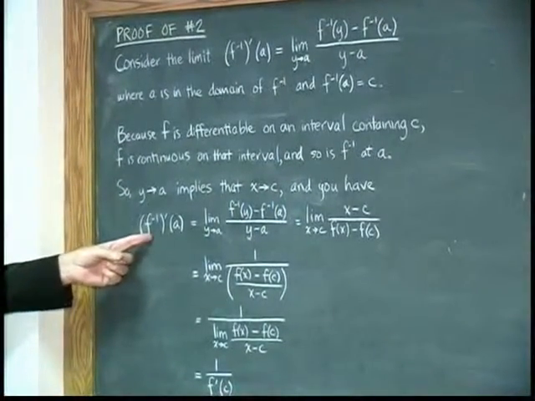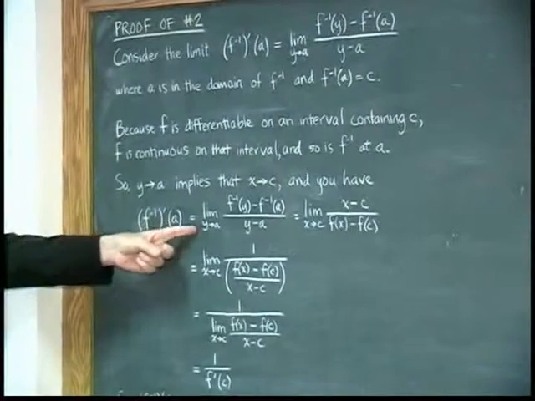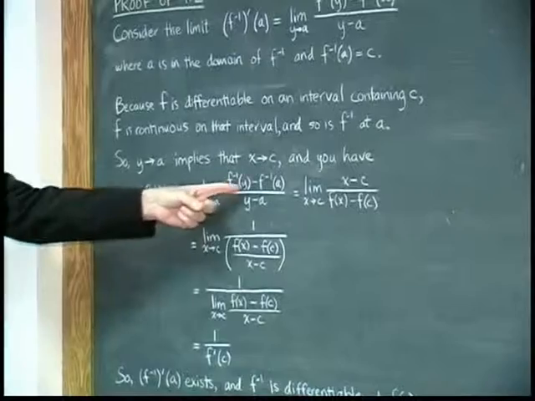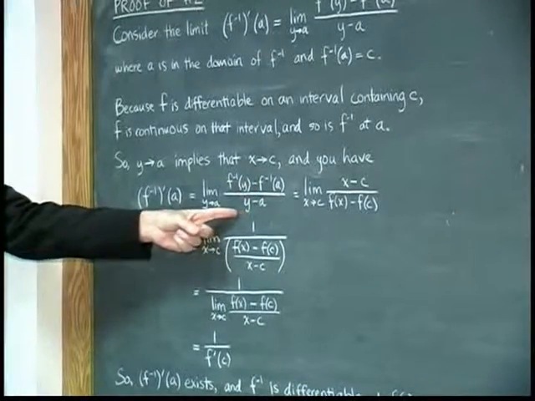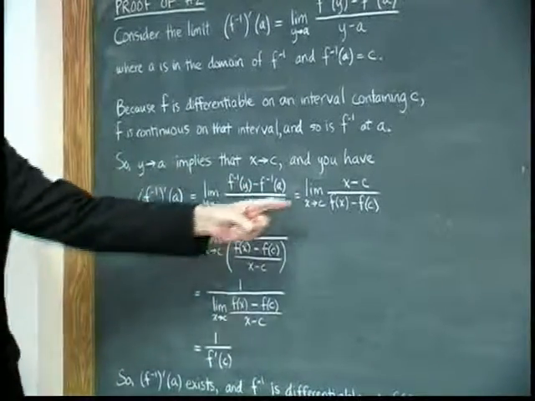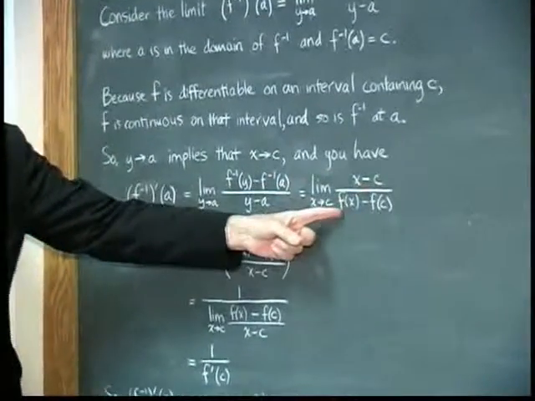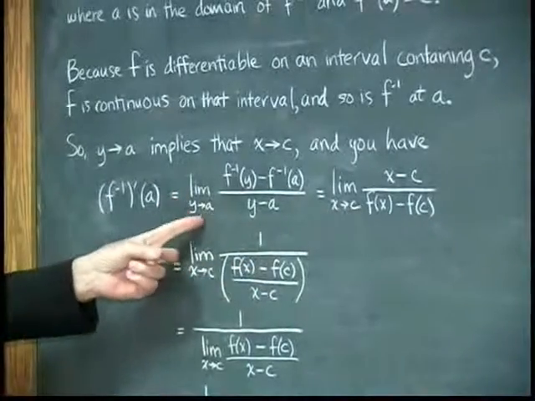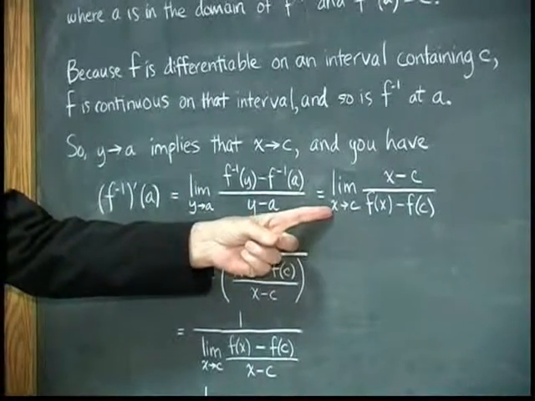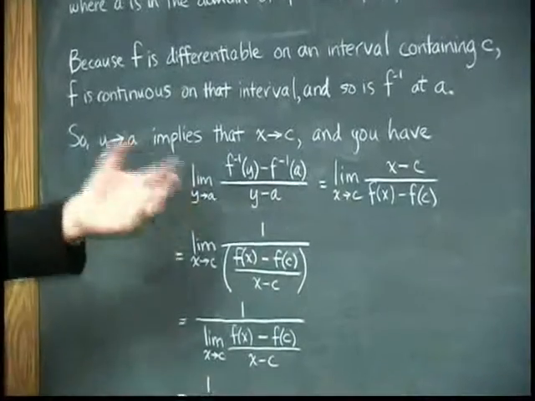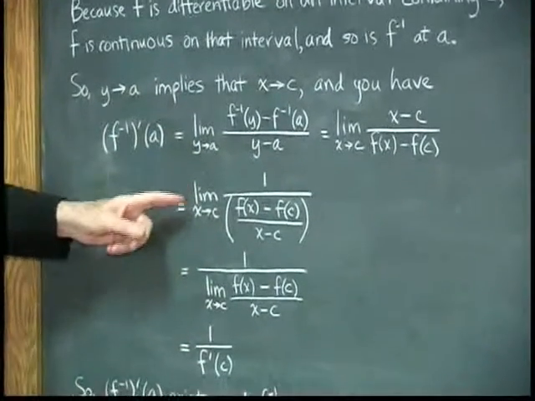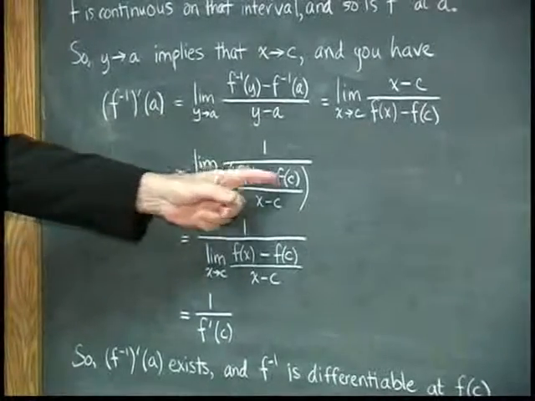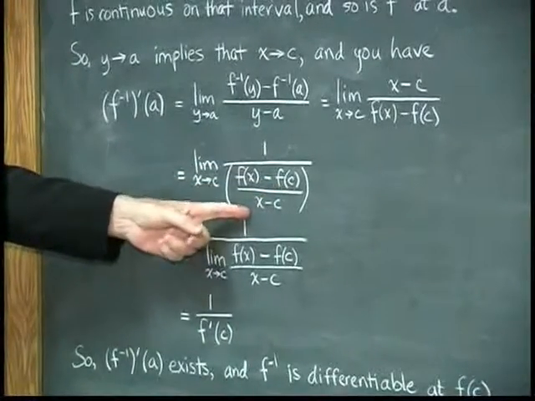And you have the following. The derivative of f inverse at the point A equals that limit definition as y approaches A of f inverse of y minus f inverse of A over y minus A. But that's the same as the quotient x minus c over f of x minus f of c, where now we replace y approaching A with x approaching c. Then we flip the fraction down, and we have the limit as x approaches c of 1 over the quotient f of x minus f of c over x minus c.